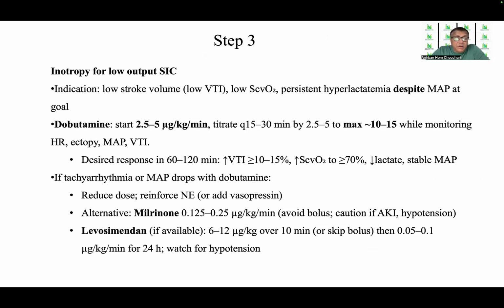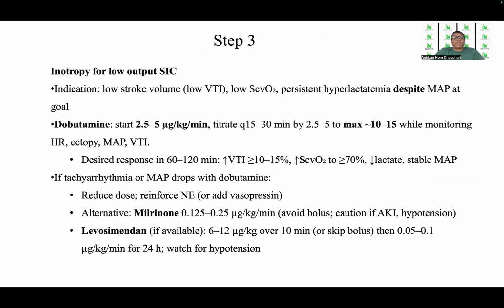If tachyarrhythmia develops or if the MAP drops with dobutamine, we have to reduce the dose and reinforce norepinephrine, or add vasopressin if we had not started. Alternatively, we can give milrinone 0.125 to 0.25 mcg per kg per minute, but we should avoid bolus and also adopt caution in patients with AKI and hypotension.